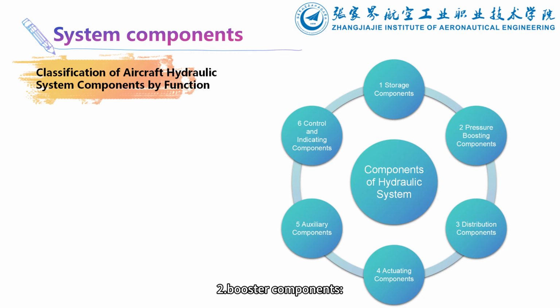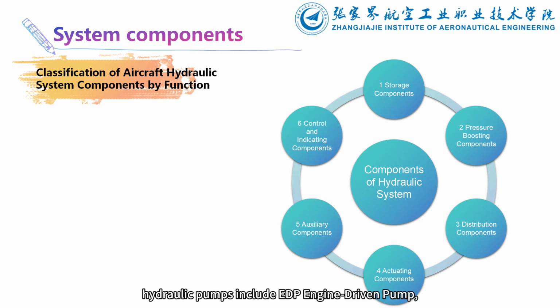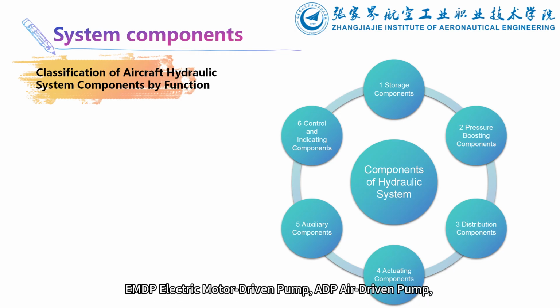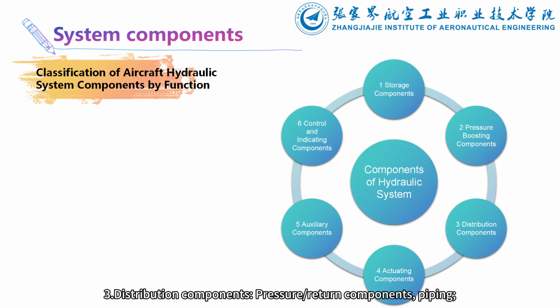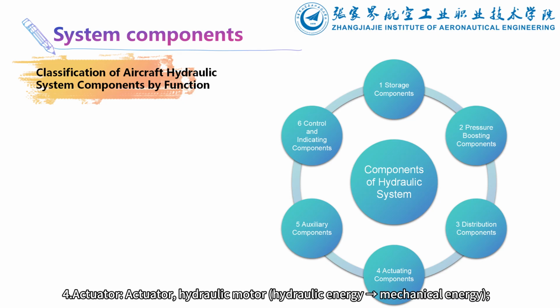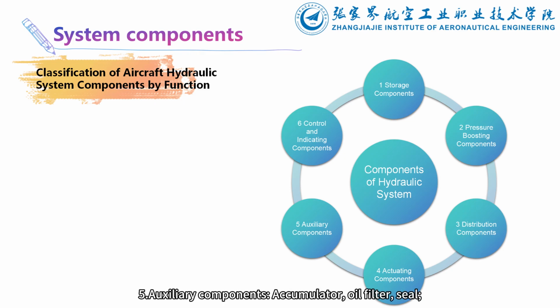Booster components. Hydraulic pumps include EDP engine-driven pump, EMDP electric motor-driven pump, ADP air-driven pump, and PTU power transfer unit. 3. Distribution components, pressure return components, piping. 4. Actuator. Actuator, hydraulic motor, hydraulic energy to mechanical energy. 5. Auxiliary components, accumulator, oil filter, seal. 6. Control indication components, control valve, cockpit panel.